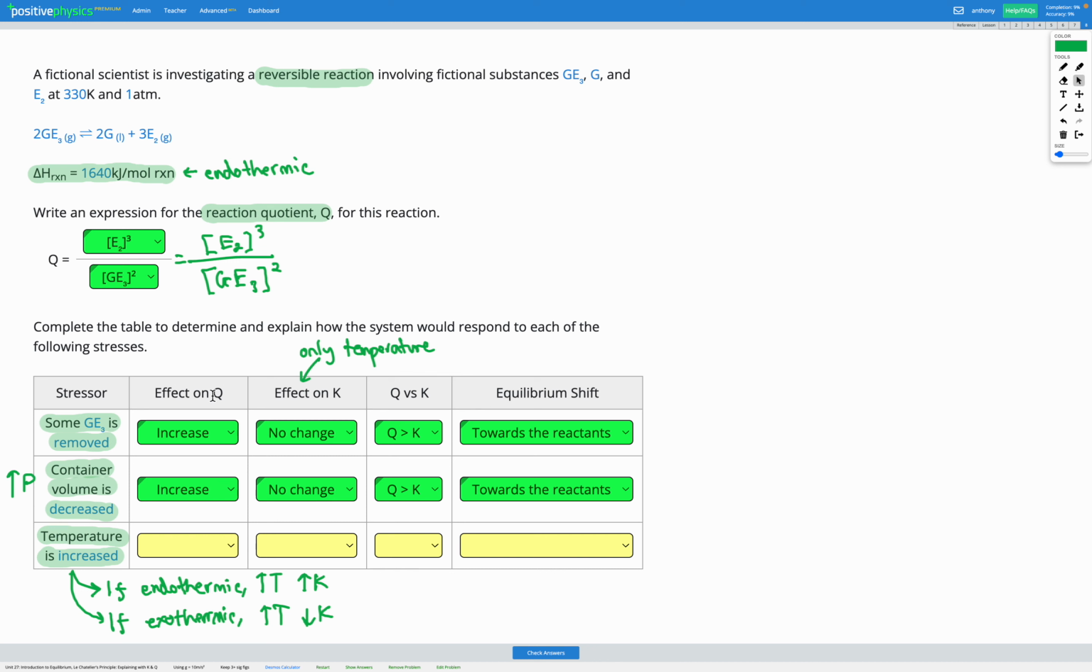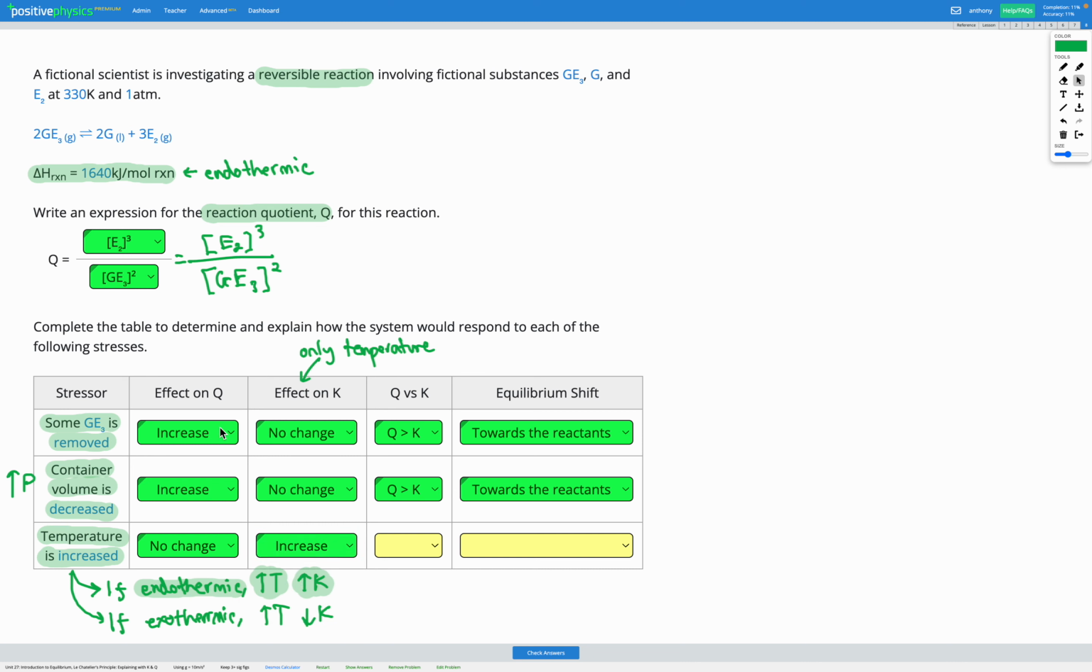Changing the temperature, however, does not affect Q. The only thing that affects Q is the concentrations of our reactants and products, and changing the temperature doesn't change either of those immediately. So the effect on Q is that there's no change, there's no effect. What about the effect on K? Well, we have an endothermic reaction, and our temperature has increased, so as a result, our K is also going to increase.